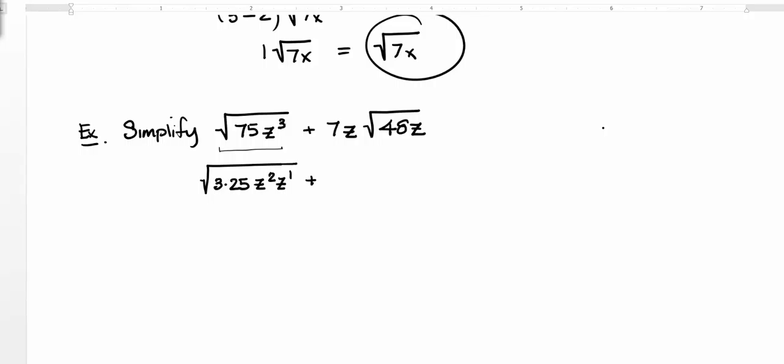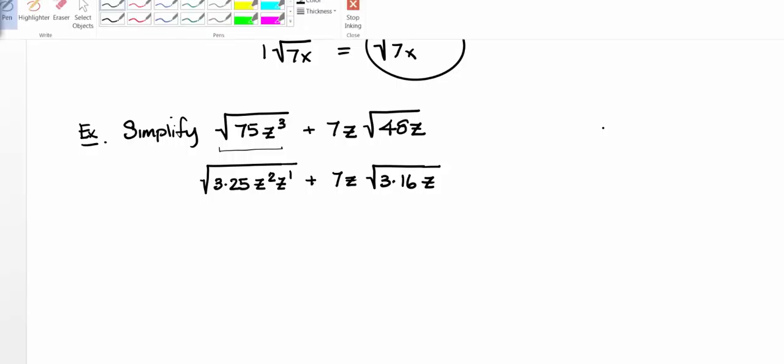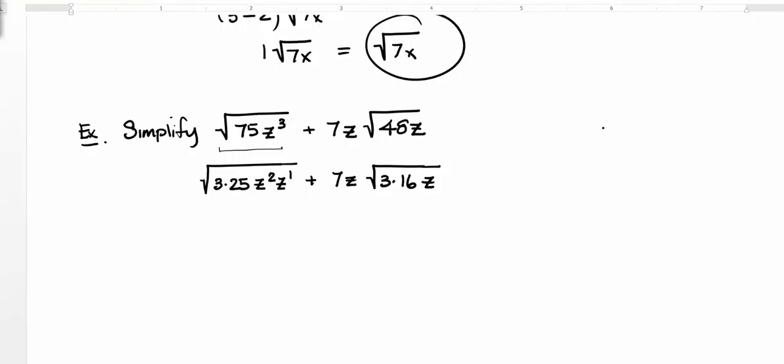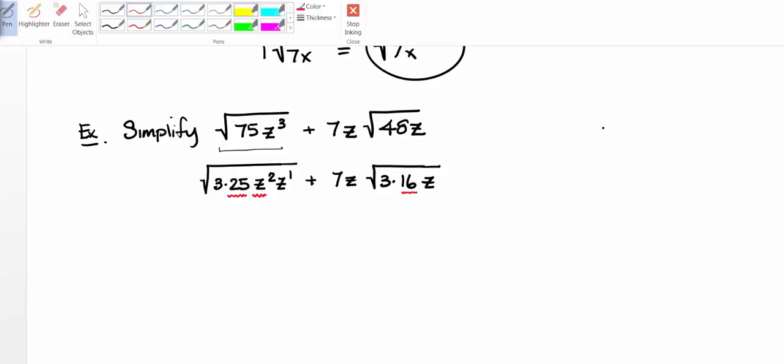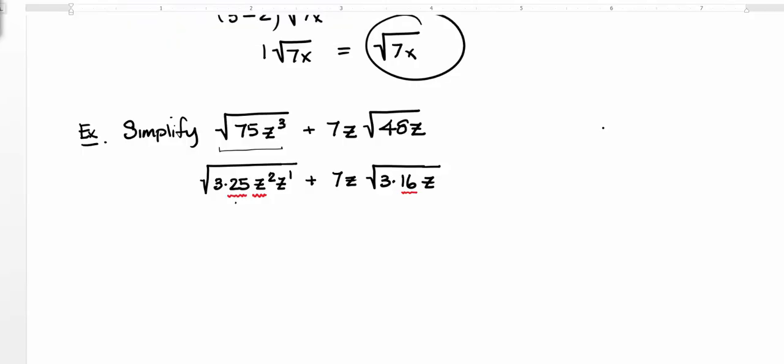And then over here, I already have a 7z on the outside. And for this radical, I'm going to have a perfect square factor. 3 times 16 gives me 48. And I can't really do anything with that z, so I'm going to leave that in there too. So now looking at my two radicals, I see that this 25 and the z squared are perfect squares, right? And over here, my 16 is a perfect square. So those are the ones that can come out, right?